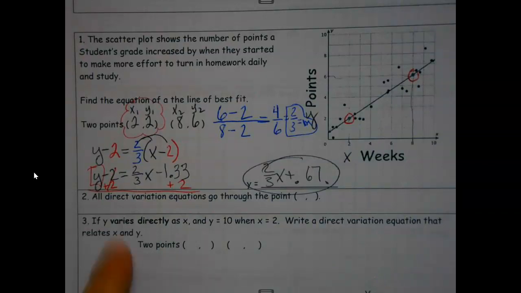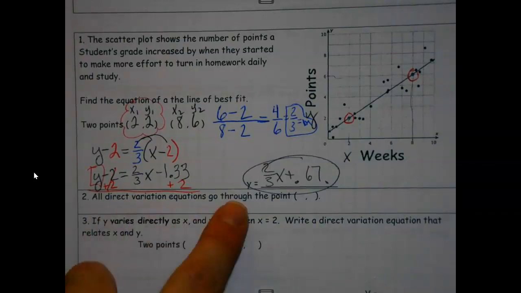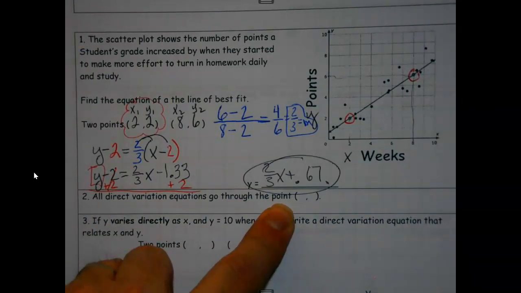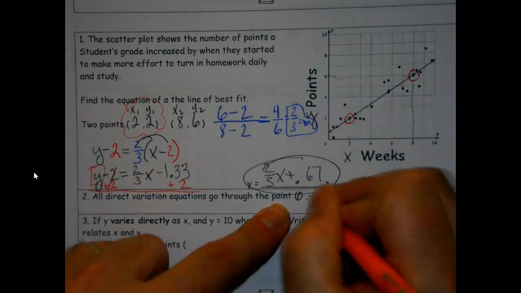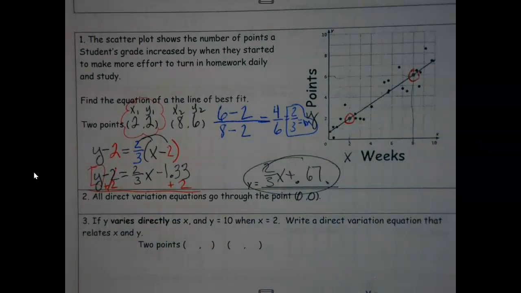Okay, this hopefully is the layup question. All direct variations equations go through what point? We just did this yesterday. 0, 0. And that's it. No math to do, just 0, 0. We're good.